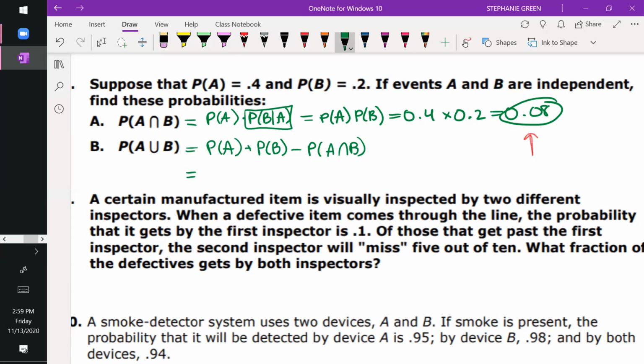So plug it in. The probability of A plus the probability of B minus the probability of their intersection is 0.4 plus 0.2 minus 0.08, which is 0.52.